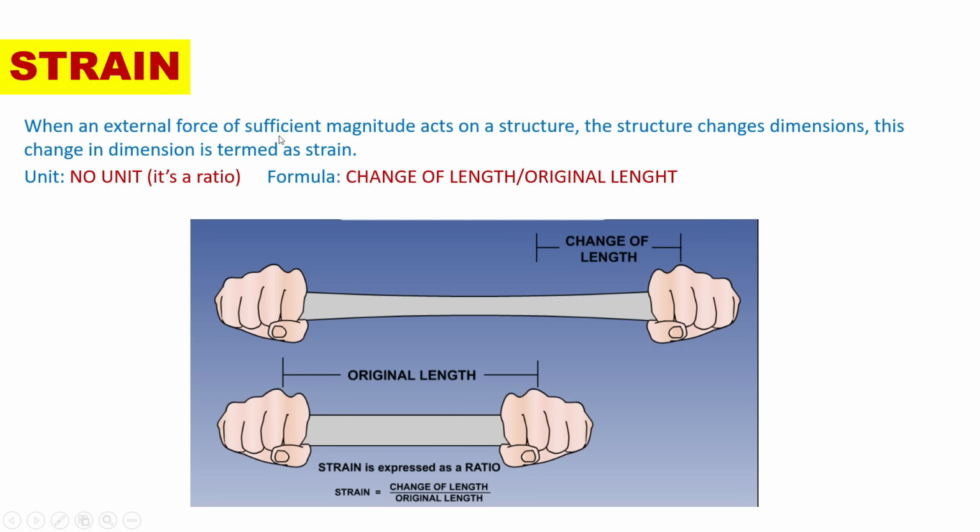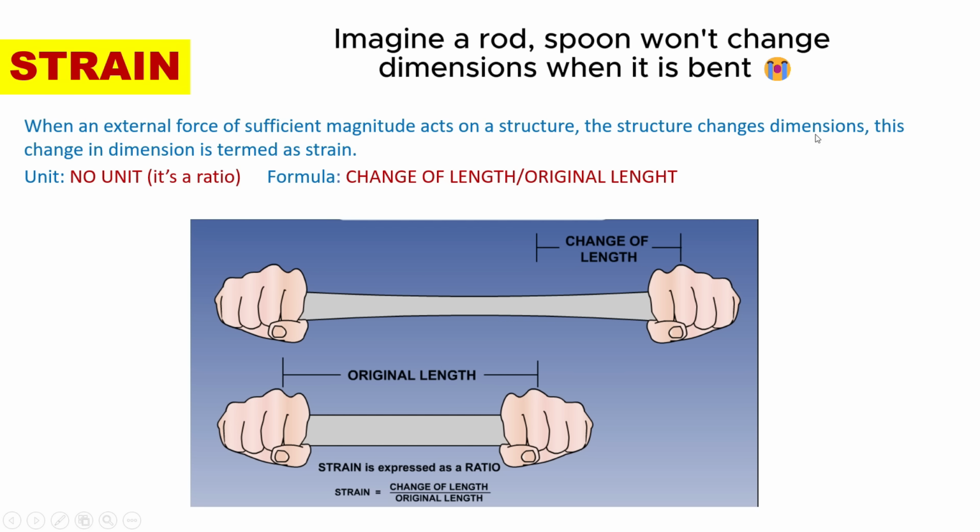So when an external force of sufficient magnitude acts on a structure. In our case, it was a spoon, and it was sufficient magnitude, so we bent it. And the structure changes dimension. Now it will make sense. If you imagine it with a spoon, it will make sense. The structure changed dimension. This change in dimension is termed as strain.